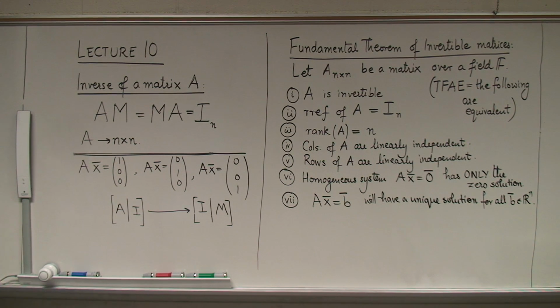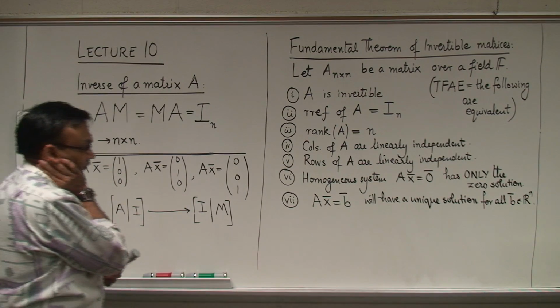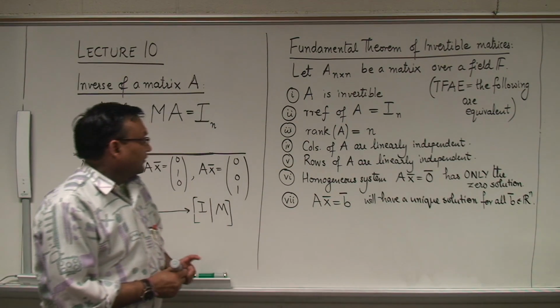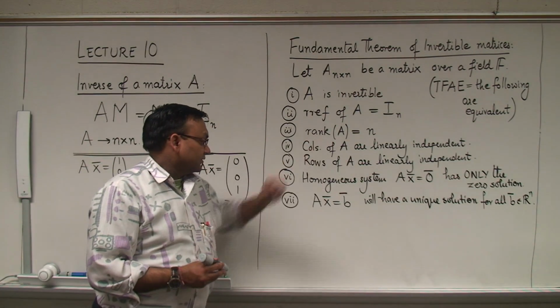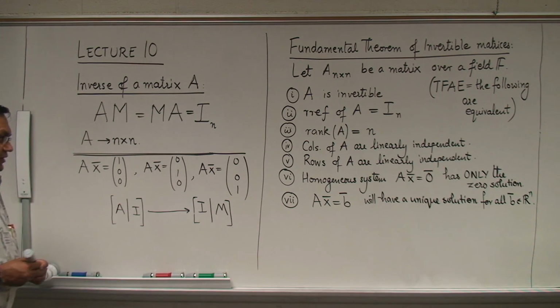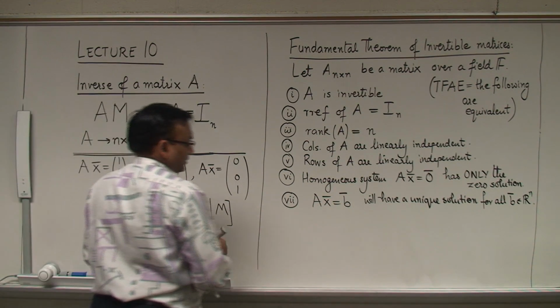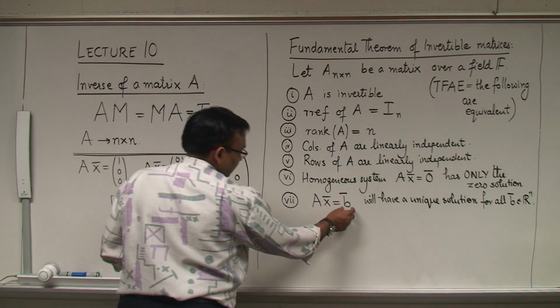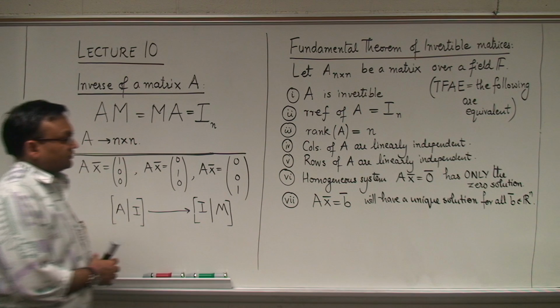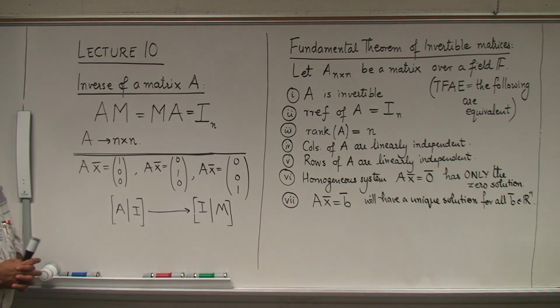So how do I know that it is consistent for every B? That comes from the fact that the rank of my matrix is n. So all the pivots are in the coefficient matrix. So that means that no pivot will enter the right hand side of my augmented matrix. And that guarantees me that I will have a unique solution for every B.